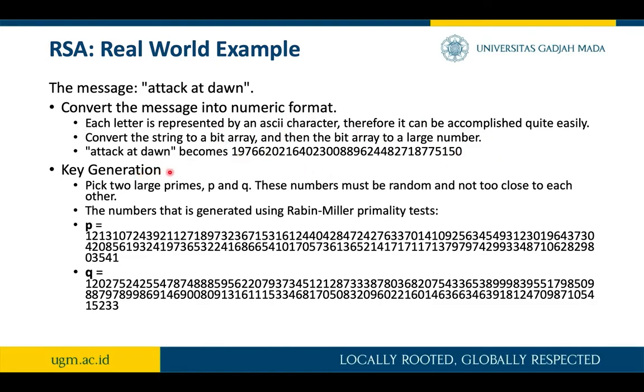Then we generate the keys, public key and private key. First, we need to pick two large primes, P and Q. These numbers must be random and not too close to each other. We use, for example, the Rabin-Miller primality test to generate the numbers. Actually, we generate a random large number, and then we do the Rabin-Miller primality test to check whether it is a prime number or not. This is P, and this is Q. As you can see, these are very large numbers.